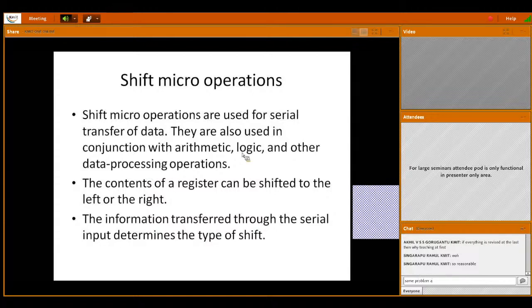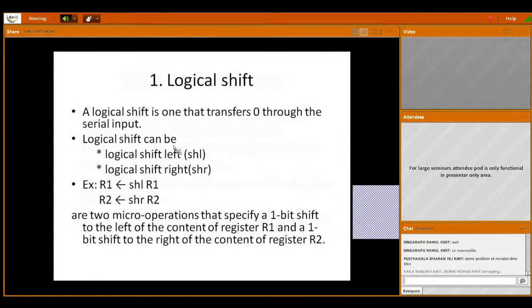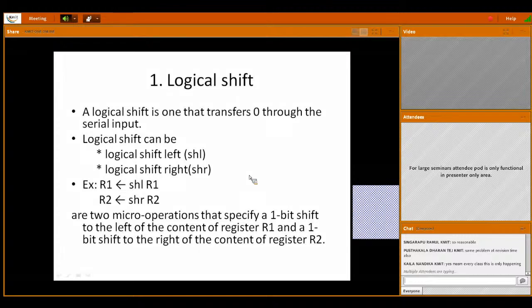Logical shift micro operation. Logical shift is the one which transfers a serial input of 0. You will transfer this 0 input. So this logical shift can also be done in two ways. You can perform logical shift left or logical shift right.